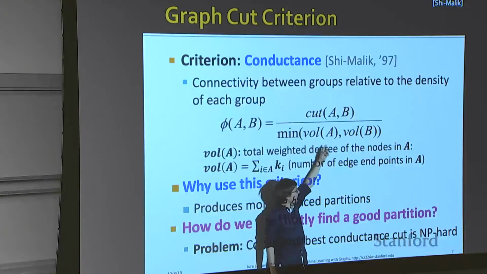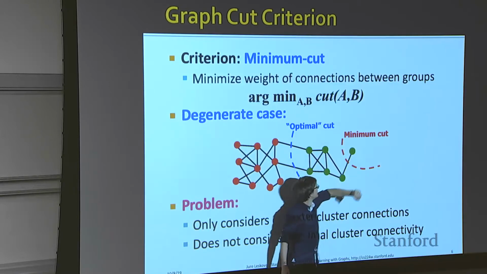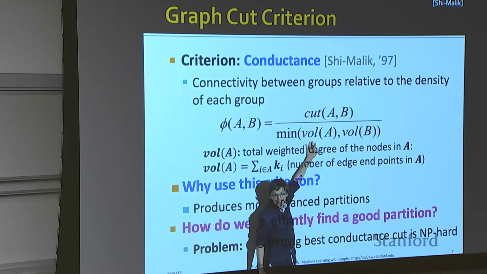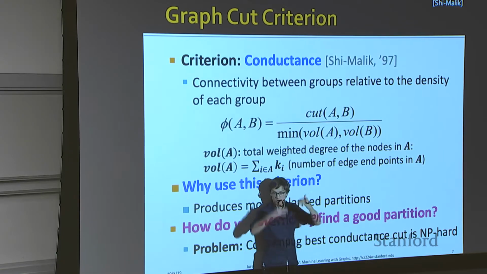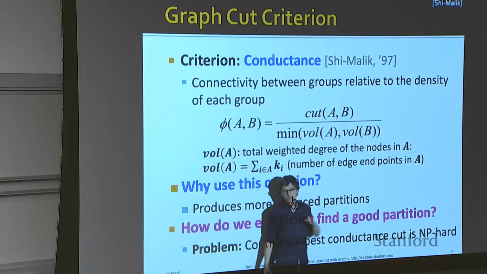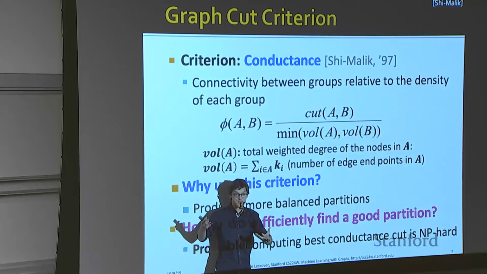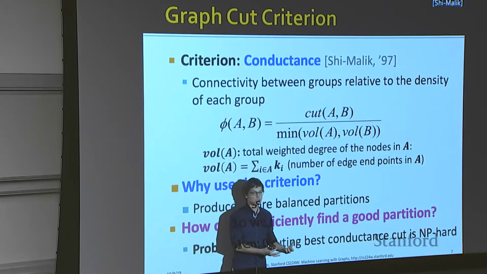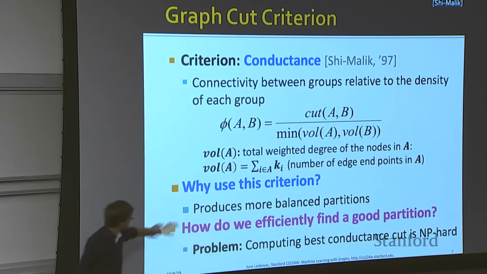Because if I go back to my previous example right here and I call this set A, then I would be dividing by 1 here, and I would get a very bad conductance. I want this conductance to be as small as possible. I want to get a lot of edges inside for very few edges that I cut. And because I take the minimum of the two sizes, I cannot make one too small. I want them to be approximately balanced. So this produces more balanced or equal size partitions.